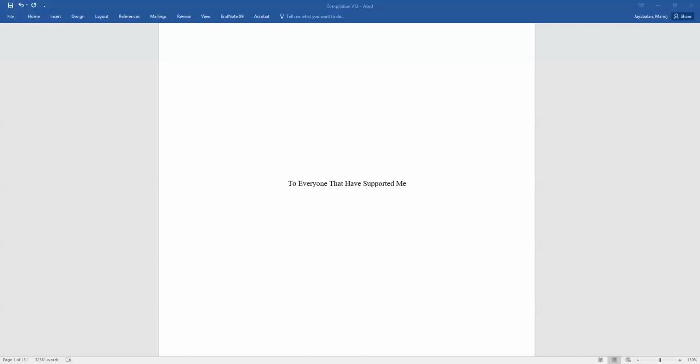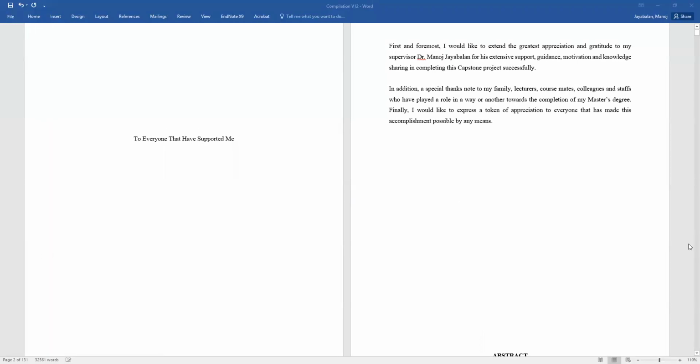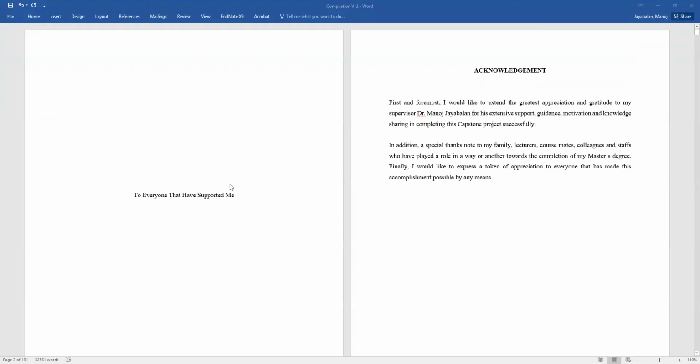Okay, so while talking to you guys, I managed to find a sample just to show you the dedication and acknowledgement. So this is a sample for a dedication and an acknowledgement. As you can see, in the dedication, the student has written to everyone that has supported them. So it can be something similar, or it can be to your parents, as I said earlier, or to your friends, family members, or any special love. An acknowledgement is just to thank them.